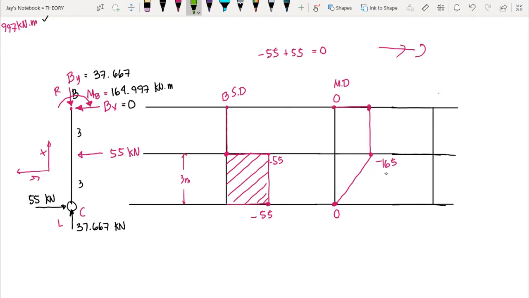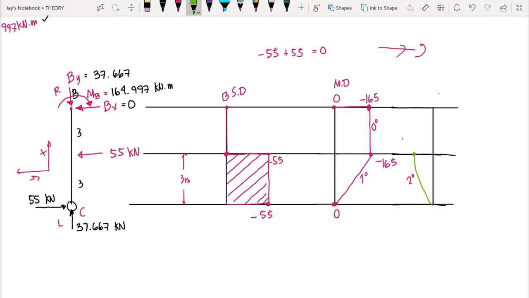Okay, so therefore we have this curvature here, that one. Now since this one is a first degree moment diagram, therefore this one is a second degree deflection diagram. Now for this side here, in between the 55 kilonewton and point B, since we have a 0 degree moment diagram, therefore we have a first degree deflection diagram. Since we have 0 degree, that means we have a straight line here.